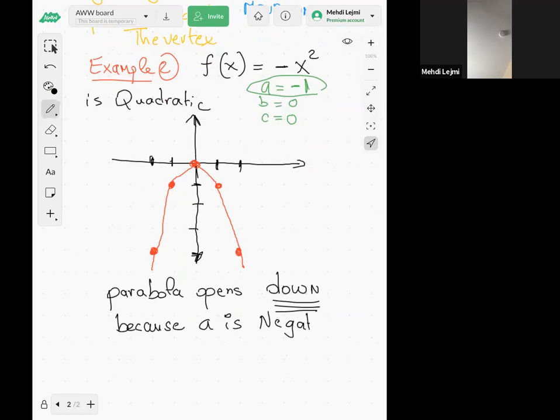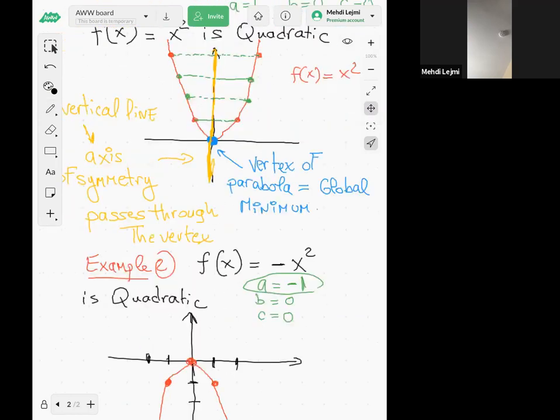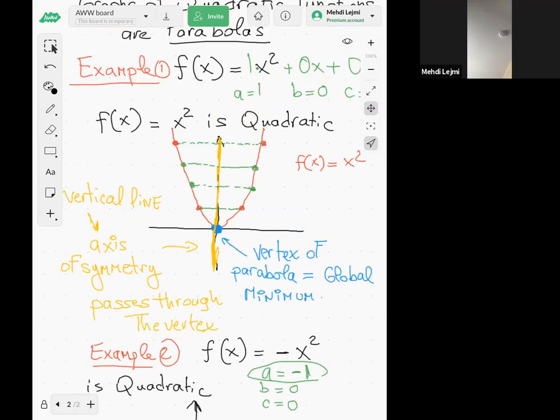In our previous example with the positive x squared, a is positive, right? Here, your a is +1. See, here a is positive. So when a is positive, the parabola opens up.